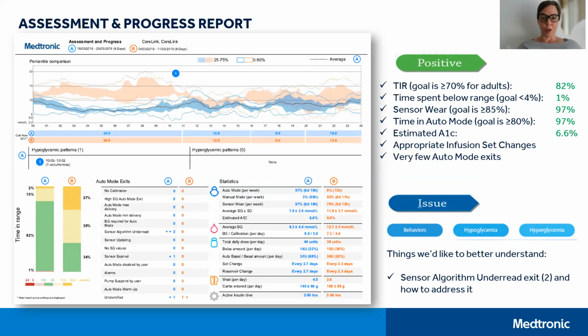Things we might better want to understand would be the 2 sensor algorithm underread exits and how to address them. Sensor algorithm underread occurs when the system notices that your sensor glucose reading is lower than where it would be predicted to be at. In our Success with CGM videos, this will be explained further, but this might be something we would want to better understand and discuss.